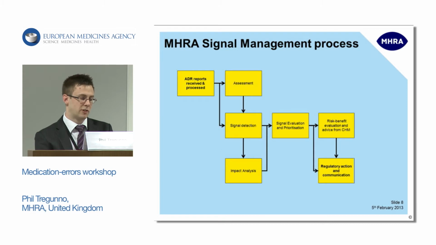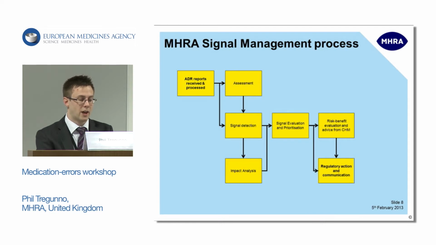Following that receipt and processing, you can see that cases go into an assessment step where we might consider if we need to follow up further information, and into an aggregated signal detection system, which I'll come on to talk about in more detail later. Following that signal detection area, where we're looking for, say, potential events that haven't previously been understood to do with the medicine, or events that have changed in frequency, we may carry out an impact analysis and a further prioritization process as we carry out further evaluation.